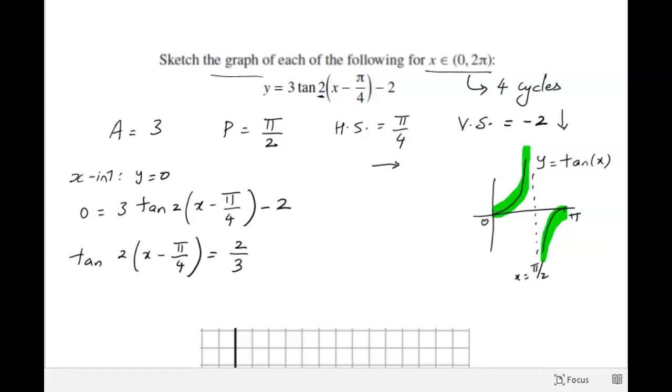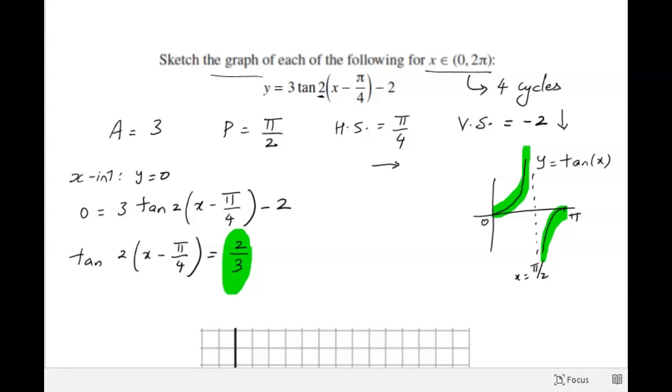Now we have sort of hit a brick wall here, because none of the angles we've dealt with in the first quadrant, whether it was 0, 30, 45, 60 or 90, is going to result in a value of 2/3 for the tan ratio. When we stop at a situation like this, the only way we can work out the x-intercepts for this particular tangent function is with the help of our CAS calculator. So that's what I'm going to do next.